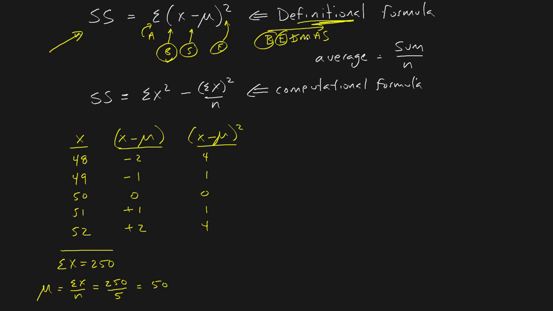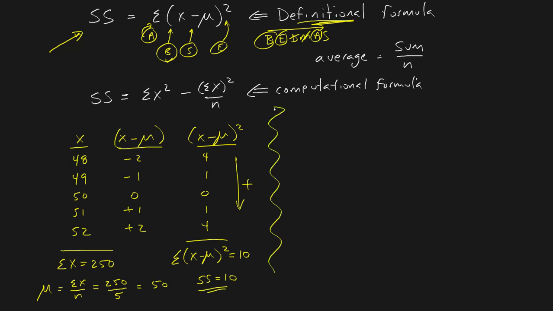There is no division and no multiplication, but there is addition, so that's the last thing I do. I have to add these up. 4 plus 1 is 5, plus 1 is 6, plus 4 is 10. So I've now summed my squared deviations, and that gives me 10. My sum of squares is 10. So that's done. But what if I do the computational formula? Well, I'll start with the same data.